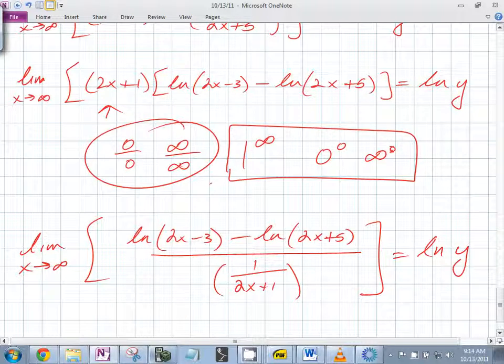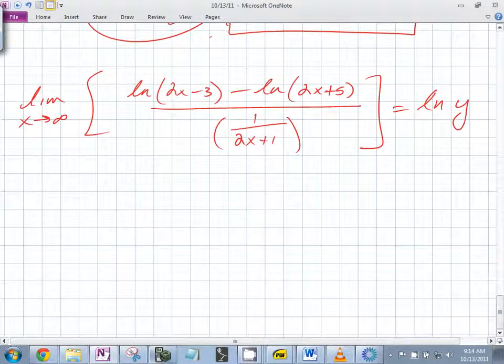Okay, so now the question I'm going to ask is, can we apply L'Hopital's rule? What does this go to? 0. And what does this go to? And the way you can more concretely think about this is as follows. We'll go back up here.